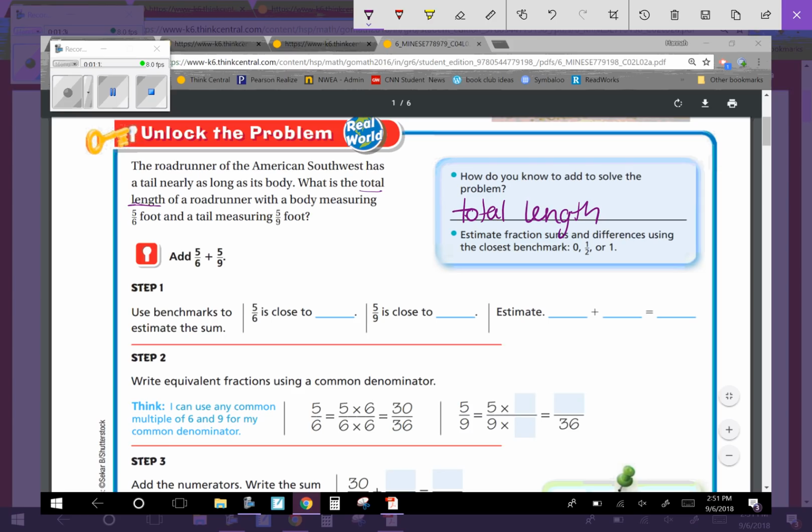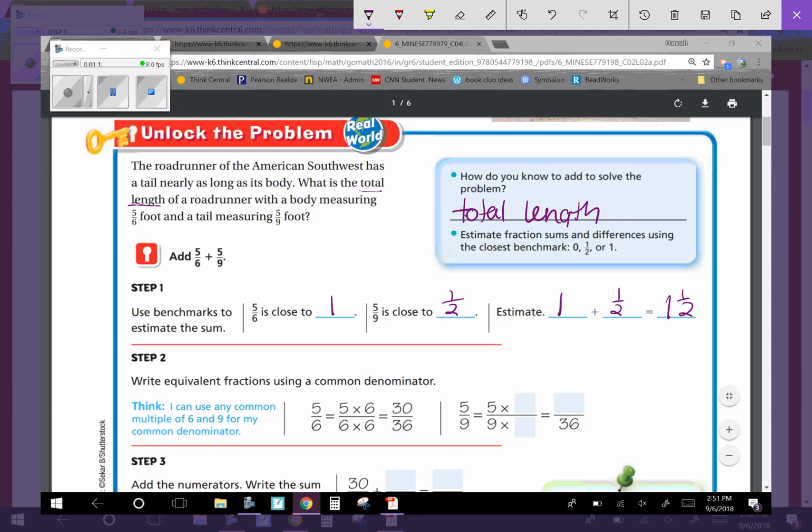So estimate fraction sums. Estimate fraction sums and differences using the closest benchmark, 0, 1/2, or 1. So that's how we're going to estimate. Step 1, use benchmarks to estimate the sum. 5/6 is close to 1 because 5/6 is really close to 6/6. 5/9 is close to 1/2 because 1/2 of 9 is 4.5, and 4.5 is obviously close to 5. So we're going to estimate 1 plus 1/2, which is going to equal 1 and 1/2.